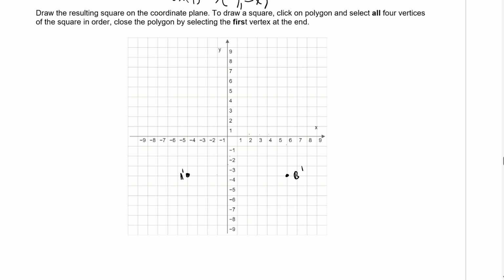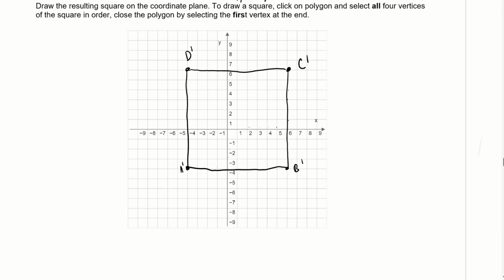1, 2, 3, 4, 5, 6. 1, 2, 3, 4, 5, 6. So here we go. And if that's C prime, then that means D prime has to be here by default, okay? For a square. All right, so there's your transformation with those three.